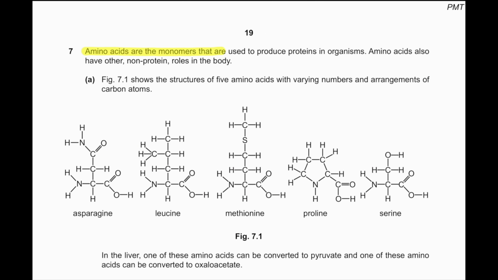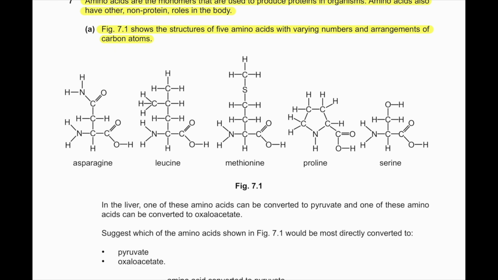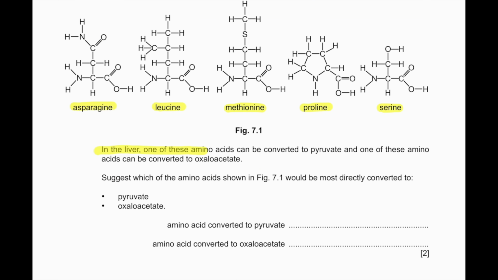Amino acids are the monomers that are used to produce proteins in organisms. Amino acids also have other non-protein roles in the body. Figure 7.1 shows the structures of 5 amino acids with varying numbers and arrangement of carbon atoms. We can see here asparagine, leucine, methionine, proline, and serine. In the liver, one of these amino acids can be converted to pyruvate and one of these amino acids can be converted to oxaloacetate.